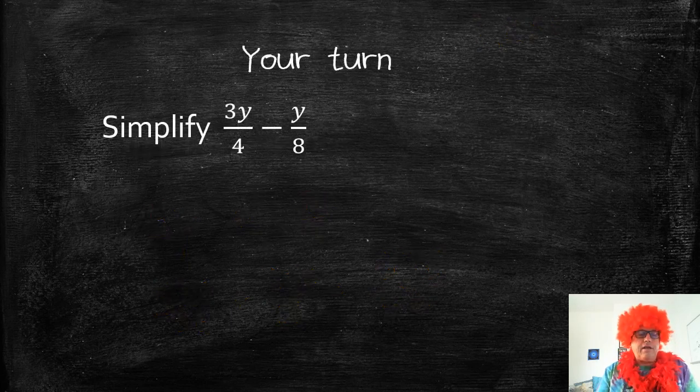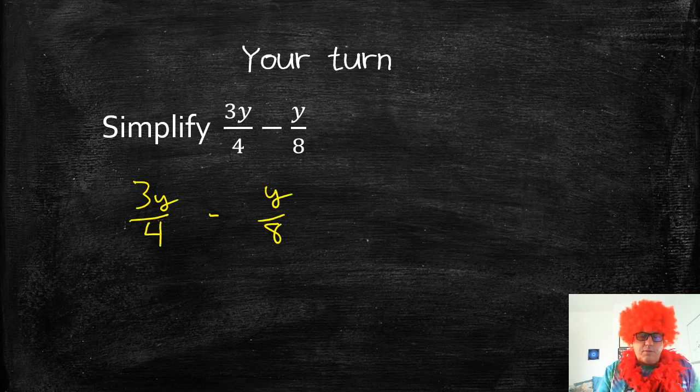Okay, go ahead, pause the video, and you try this one. Okay, so on this one, again, the denominators are not the same. We're subtracting fractions. We need the lowest common multiple, and again, don't just automatically multiply them together. We could do 4 times 8, which is 32, but we're going to have to do lots of simplifying when we're done. The lowest common multiple of 4 and 8 is 8.